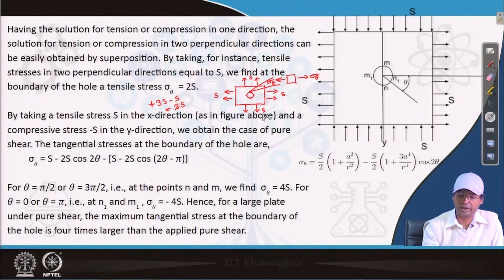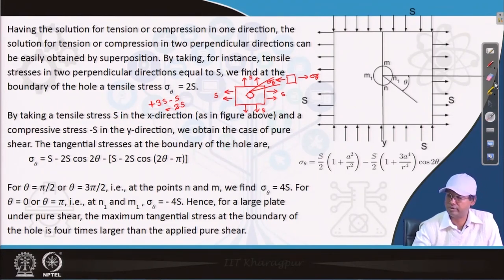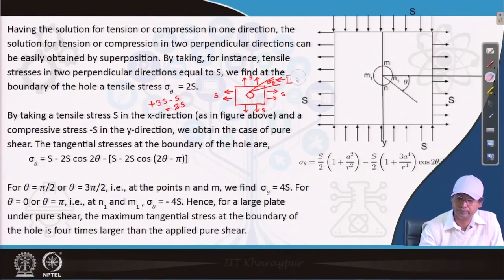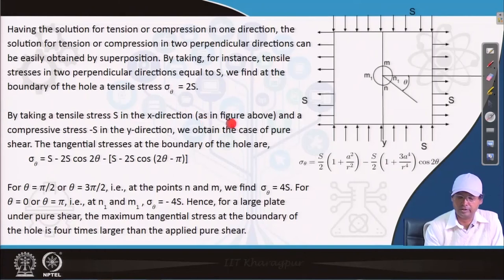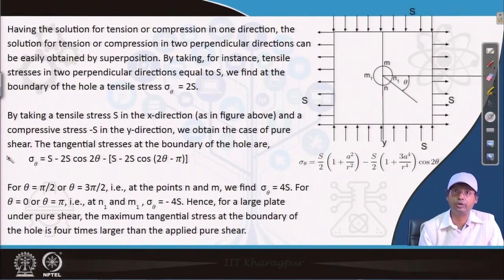That is what happens if we apply tensile force in both directions. But if we apply some other type of force which is more critical, we need to discuss that, and that is what is shown here, a critical case. By taking a tensile stress S in the x direction, as in the figure above on the right hand side, and a compressive stress of minus S in the y direction, we obtain the case of pure shear. This is something we asked you to solve.